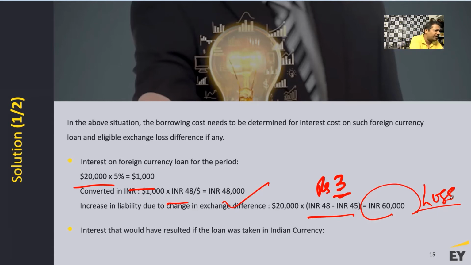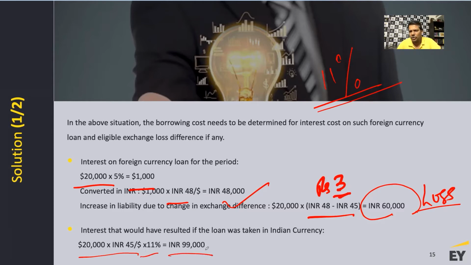If I would have borrowed in Indian rupees, my rate of interest would have been 11%, right? Now, how much money was I trying to borrow? $20,000. What was the exchange rate prevailing at that point in time? 45, right? 45 into $20,000. That is what I would have tried to borrow, which is 20,000 into INR 45 at the rate of 11%, which is 99,000. That was the total interest I would have been exposed to if I would have borrowed money in local currency instead of borrowing money in a foreign currency.